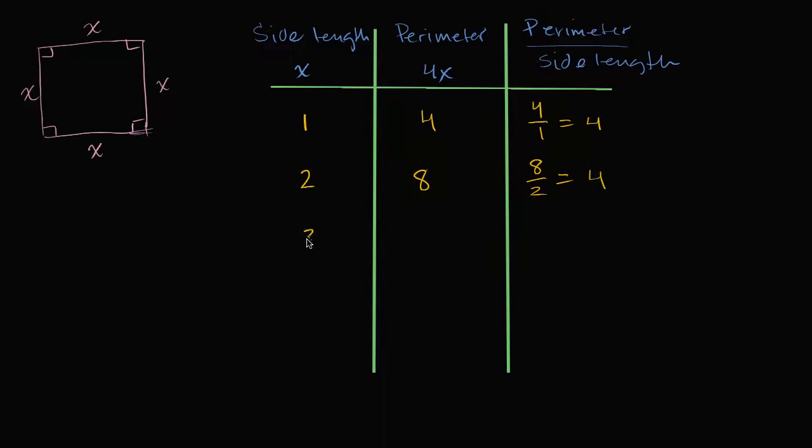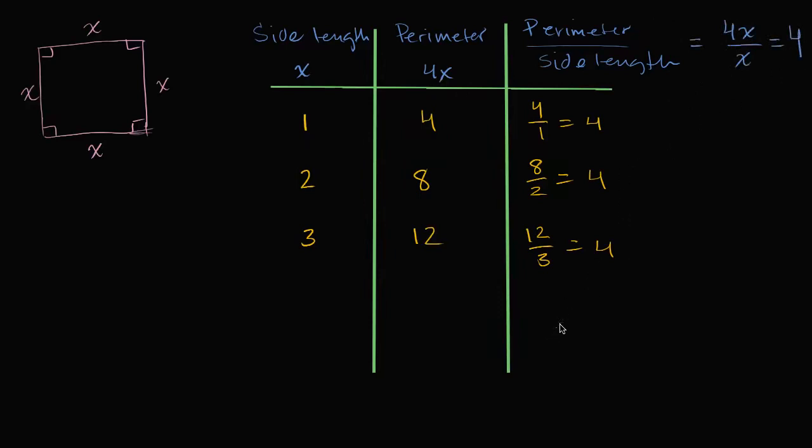And we could keep going here. If our side length is 3, then our perimeter is going to be 12. What's the ratio? 12 divided by 3 is equal to 4. Now this isn't some magical thing here, because to figure out the perimeter, we're multiplying it by 4. So the perimeter is going to be 4x if the side length is x, and 4x divided by x, well, that's always going to be 4.